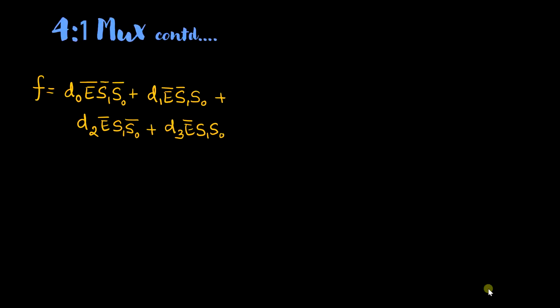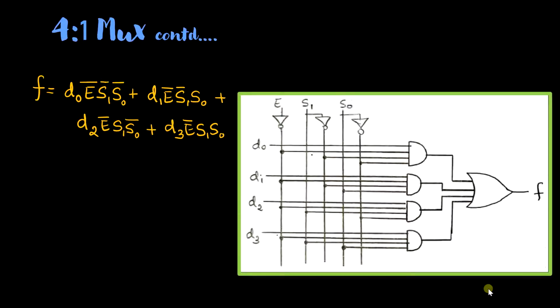Okay, so I have repeated the SOP equation again and I can draw the logic diagram in this way, wherein I have considered a NOT gate in order to show the representation of the complemented terms. So we have E bar here, we have S1 bar here and we have S0 bar here. In order to show the product term, I have used the AND gate, and in order to show the sum term, I have used the OR gate.